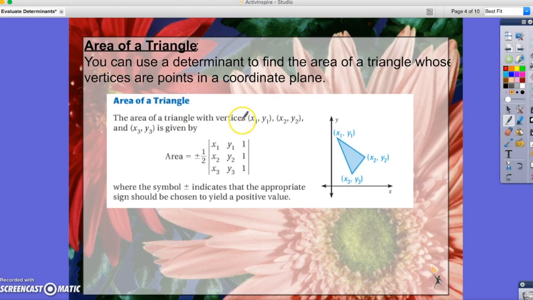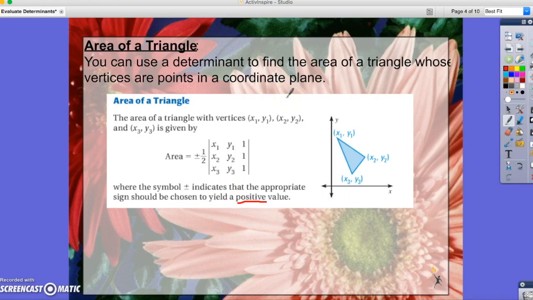The area of a triangle with vertices (x1, y1), (x2, y2), and (x3, y3) is given by this. Put your ordered pairs going the 1s, 2s, and 3s. Put 1s all in the column, then plus or minus 1/2, where the symbol plus or minus indicates that the appropriate sign should be chosen to yield a positive. So we want the answer to be a positive value in the end.